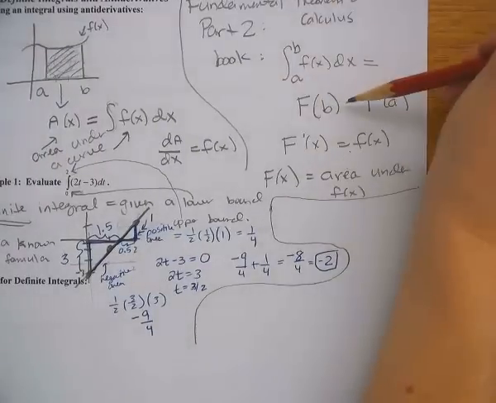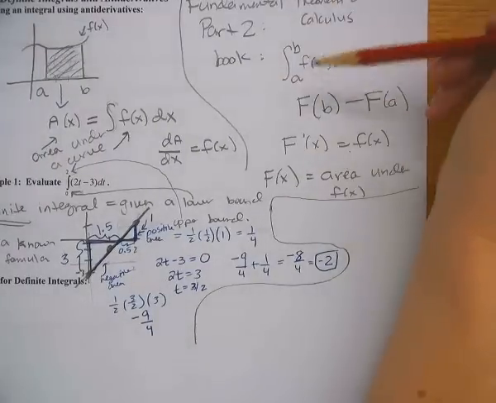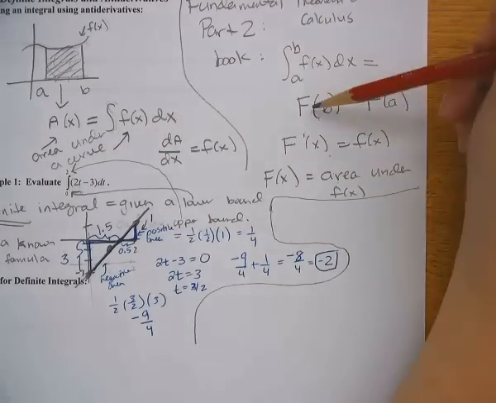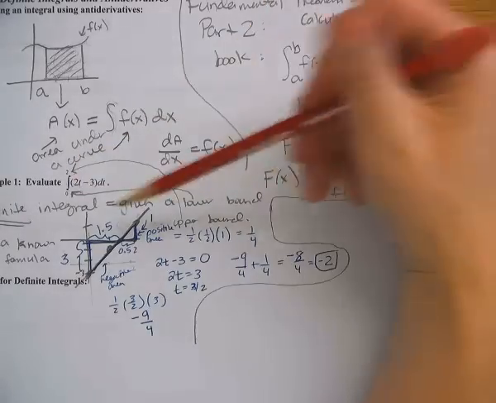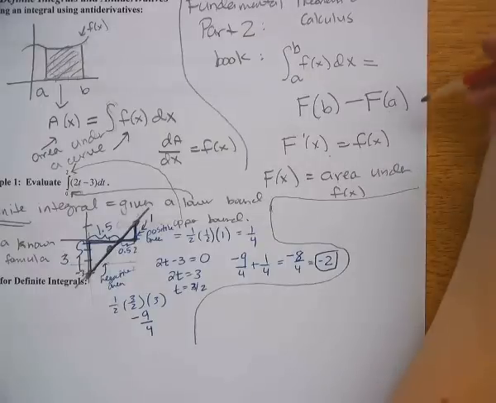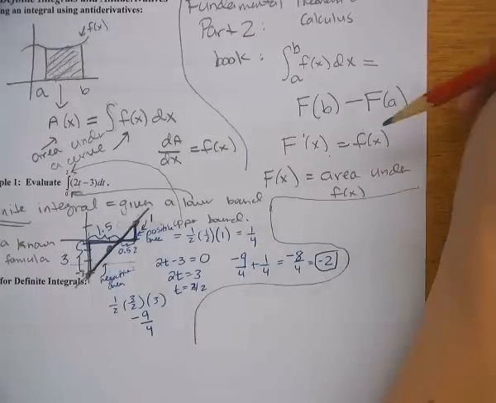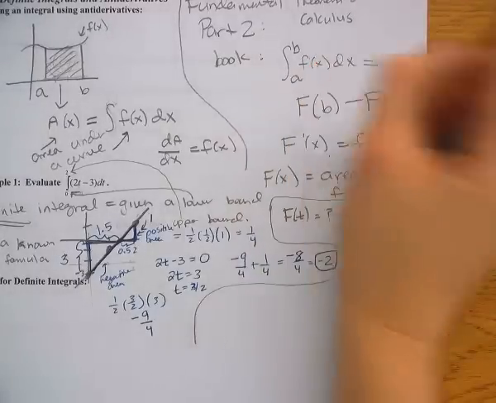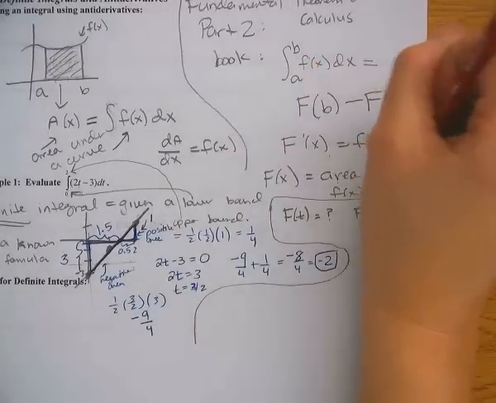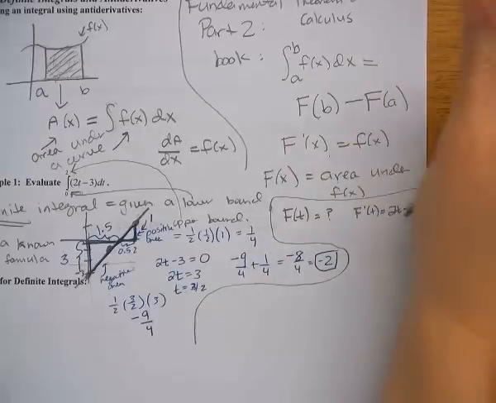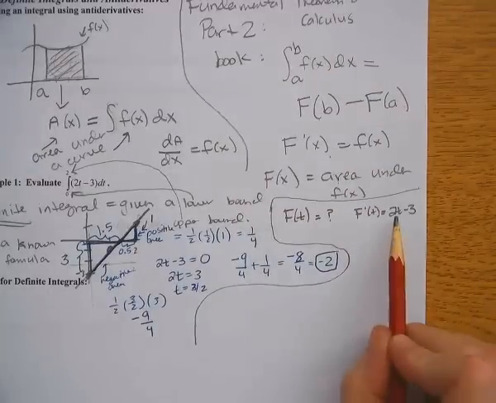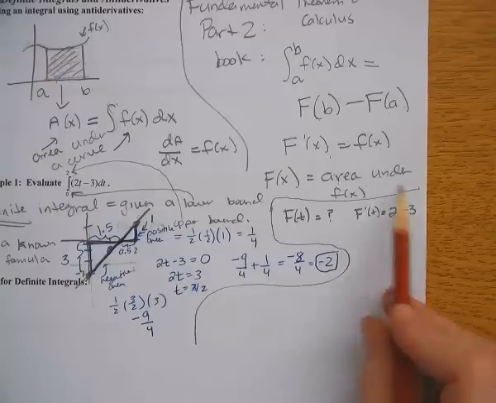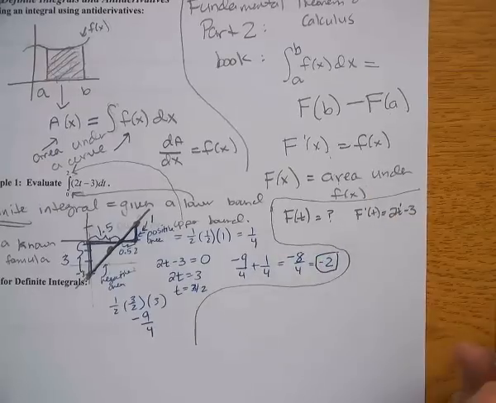According to the Fundamental Theorem of Calculus Part 2, I need to find the antiderivative of whatever function is in the integral, and then evaluate that antiderivative at the given numbers, the given lower bound and upper bound. So I have to think backwards. I have to ask myself, what must the original function have been in order for its derivative to be 2t minus 3? We have to think backwards. Well, we know that derivatives go down in powers. So if we're going to go backwards, it must go up a power.